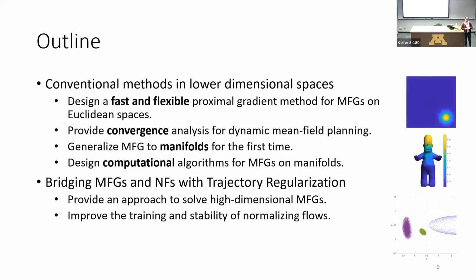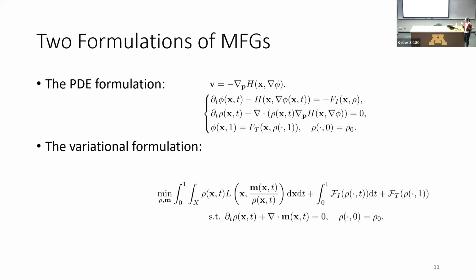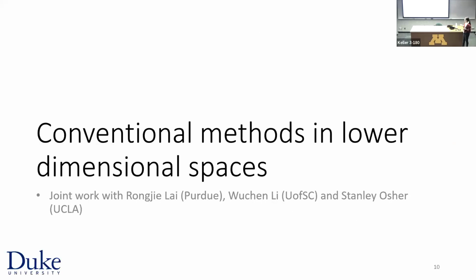We will see how they are related in the second part of our talk. For the rest of the time, I will first talk about some conventional methods to solve this mean-field game system. I will also talk about how we use neural networks to solve it in high dimension, and how this method can help us improve the training of the neural network. The first part is joint work with my PhD advisor, Jiajia Yu, and Wuchen Li and Professor Stanley Osher.